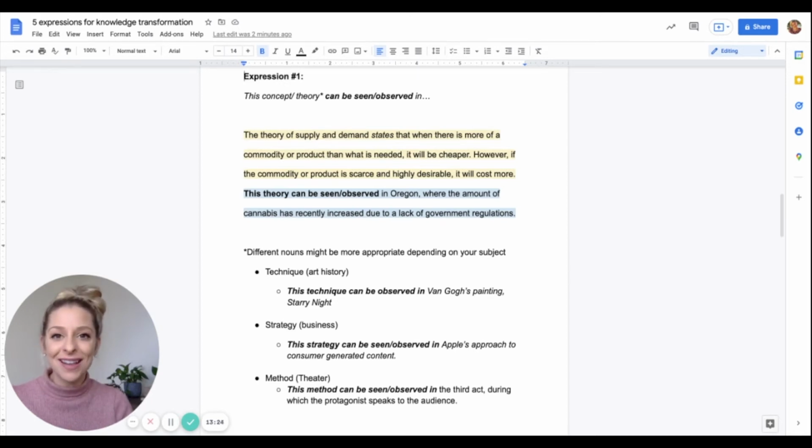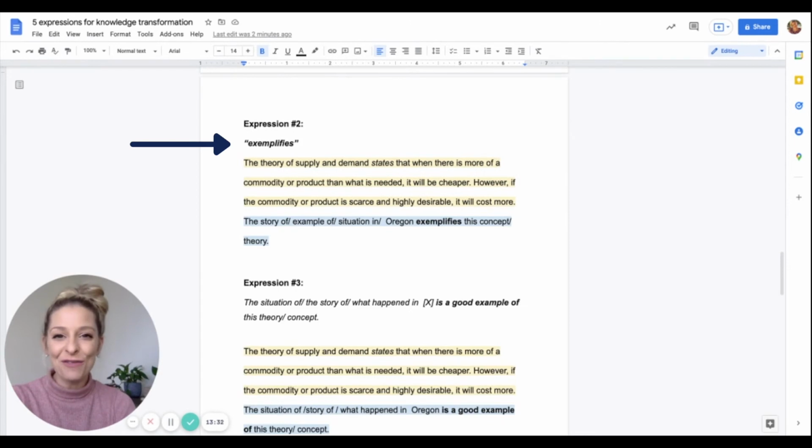Let's take a look at our second expression. My students really love this word, and I love it too. It is exemplified. This is a verb form of example, and it can be really useful when transitioning from a definition to the example you are going to analyze or apply your course concept to. So in our example, we said, the story of, or the example of, or the situation in Oregon exemplifies this concept or theory. Then you will go on to discuss your example and highlight the details that reflect the theory.